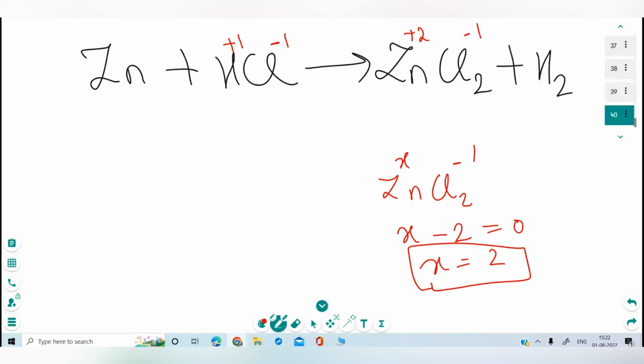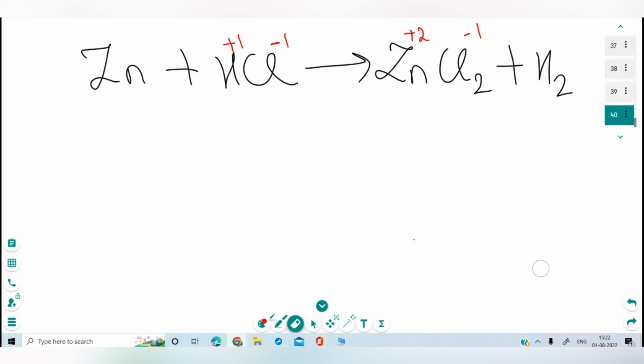So what do you see? That chlorine remains the same. The charge remains the same on chlorine. So whatever is happening is with zinc and hydrogen. When you have seen that zinc is +2 here, what will happen? We will write 0 here. Why? I will come to it. And here I will write 0. Why?